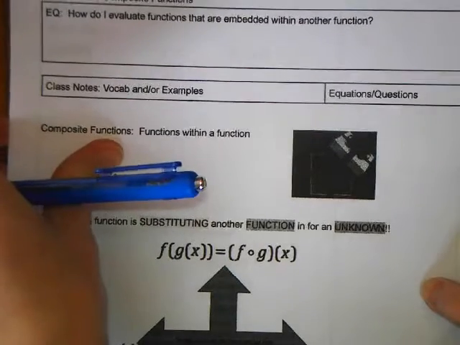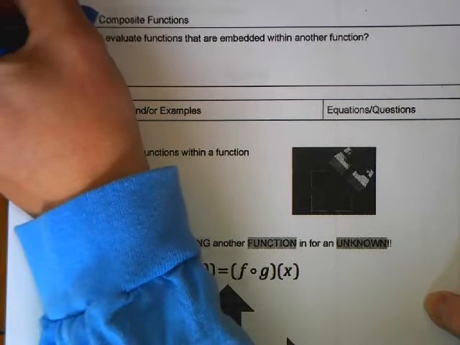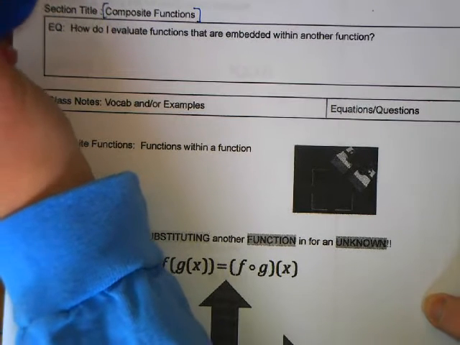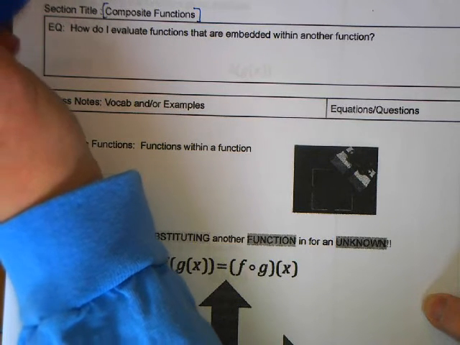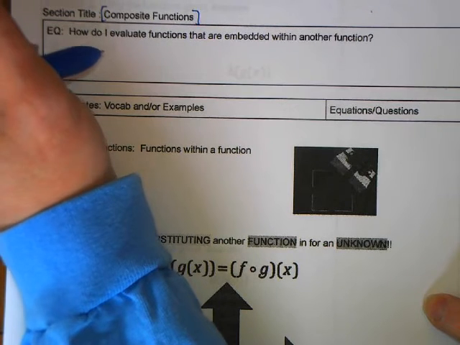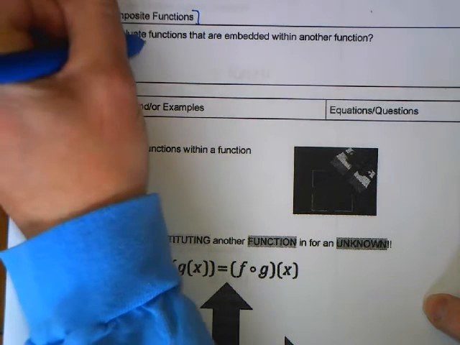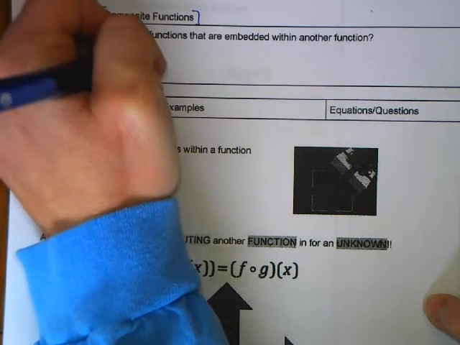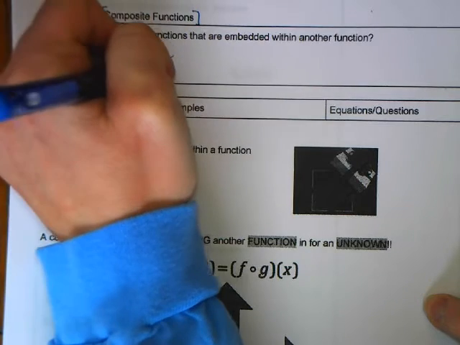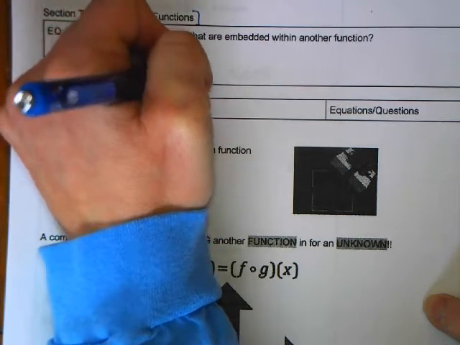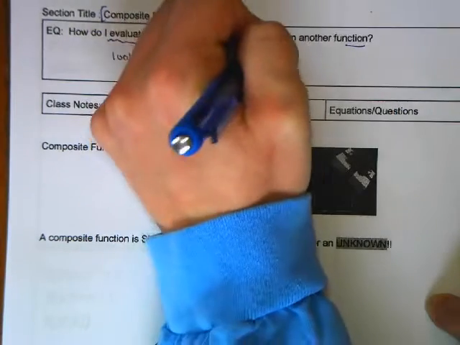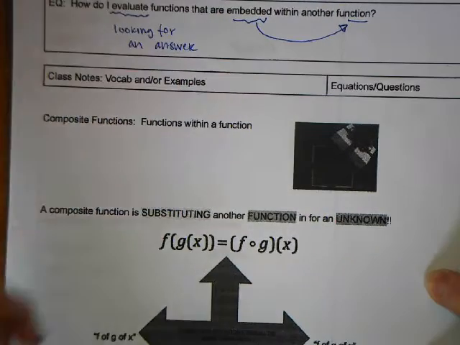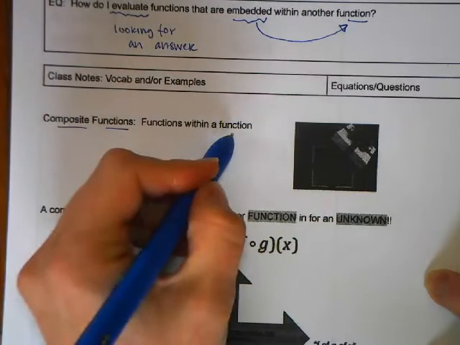Right, here we go. We are going to talk today about composite functions, okay? So we are going to use our inputs and output property like crazy. Again, we're focusing on the word evaluate, so we are looking for an answer. The problem is we have a function embedded into another function. That's the actual definition of composite functions, or functions within a function.